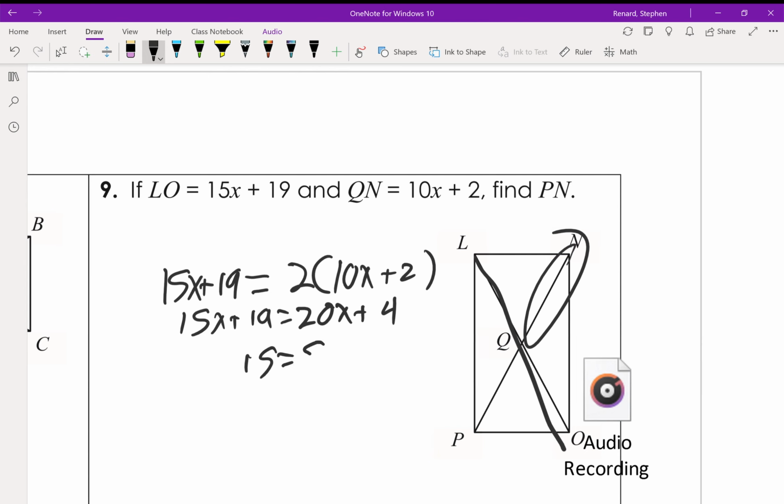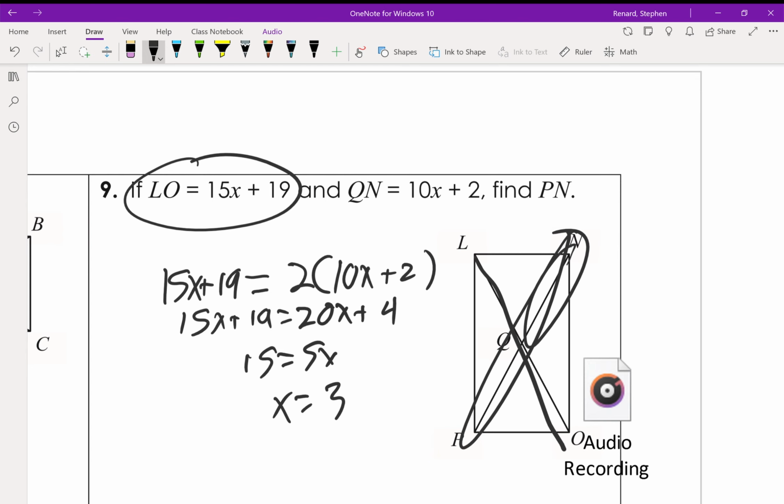15 equals 5x, or x equals 3, since we're looking for PN. PN is this whole length right here, which is going to be the same as LO. So I'm going to plug a 3 in right there. We get 45 plus 19, or 64 for our answer.